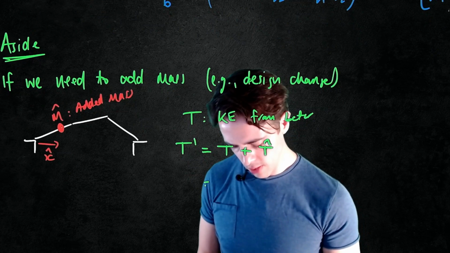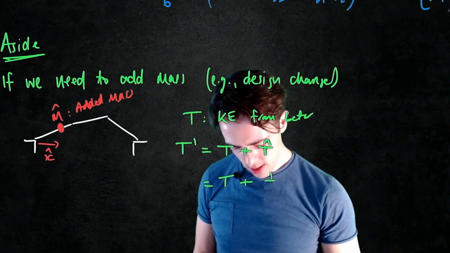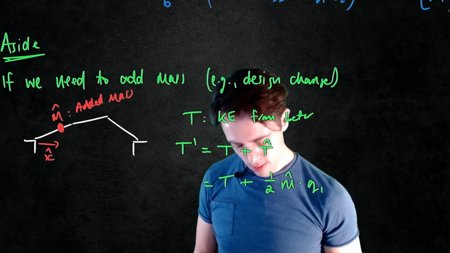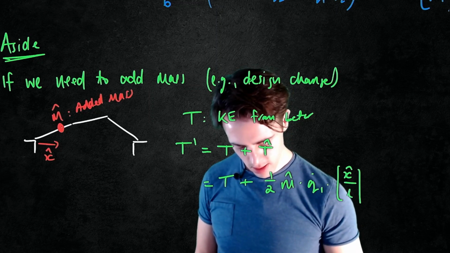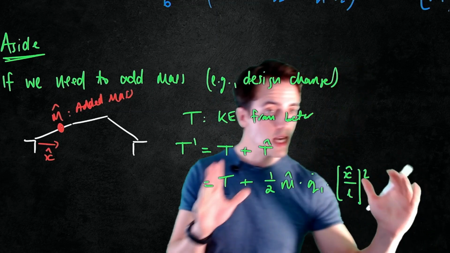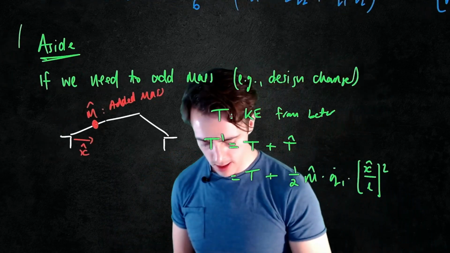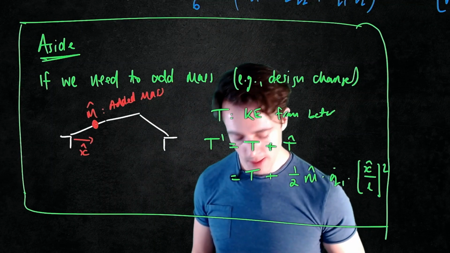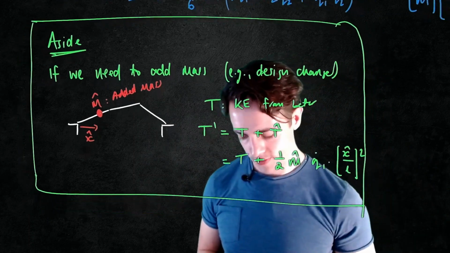And we can see this would just be equal to this value we had before, which is these bits up here, plus a half M hat multiplied by Q1 dot multiplied by X hat on L, squared. So we can easily add things back into this formulation, and then this would just be added to our equations of motion. We wouldn't have to redo the whole analysis, and that's really important. It's one of the reasons why this method is so very powerful.